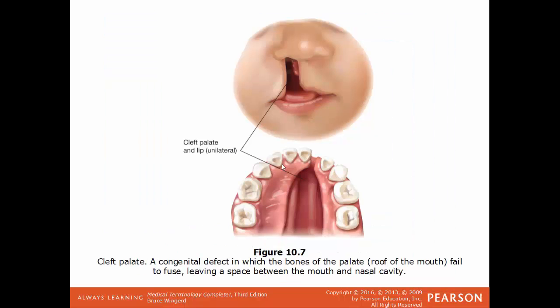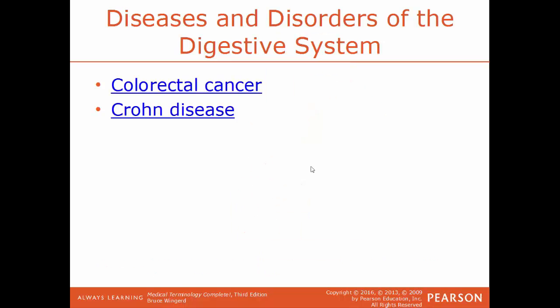All right, in this illustration, we have an example of a cleft palate. You have a cleft, a space between the palate of the mouth, the hard palate of the mouth. So instead of being one continuous structure, there's a space here. Colorectal cancer is a cancer of the colon, which is the large intestine, and of the rectum. It's also known as colon cancer or rectal cancer or bowel cancer.